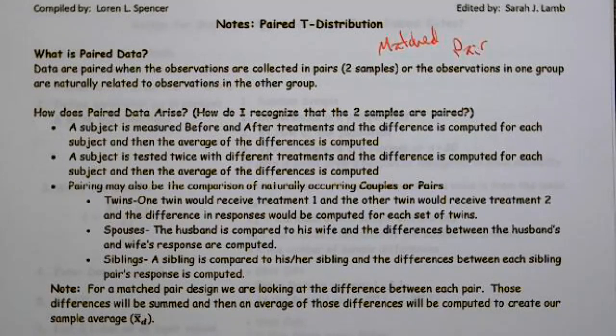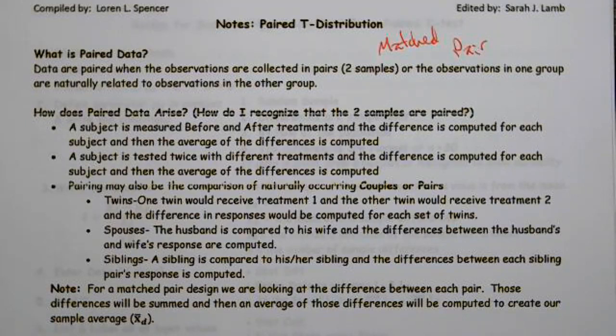We also had the waterproof boot design, where there was one type of waterproofing on one shoe and the other on the other shoe, to control for differences in the individual's habits. So that's the way paired data arises. There are several different ways it does arise, and we just need to make sure that we can identify it.